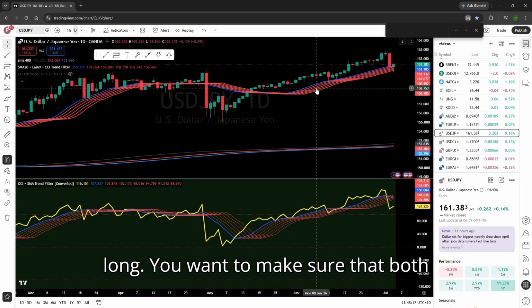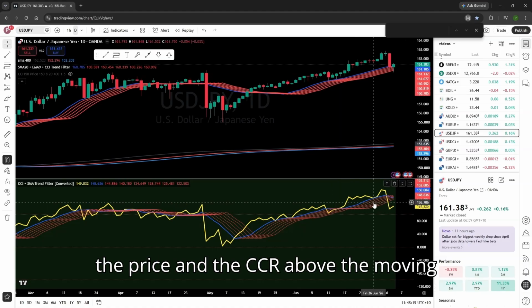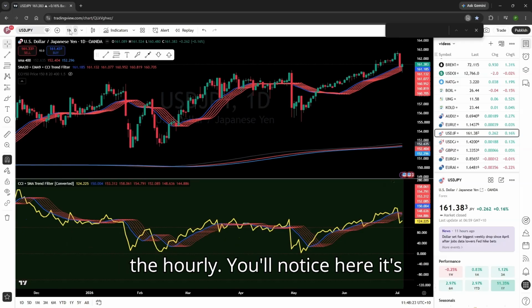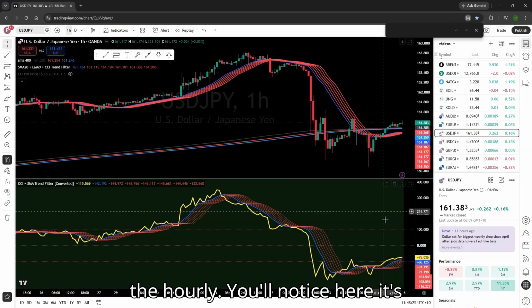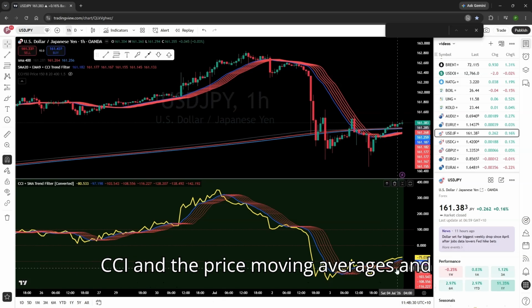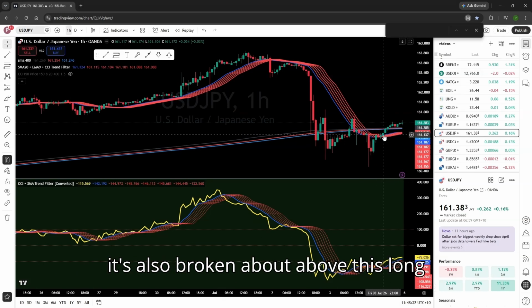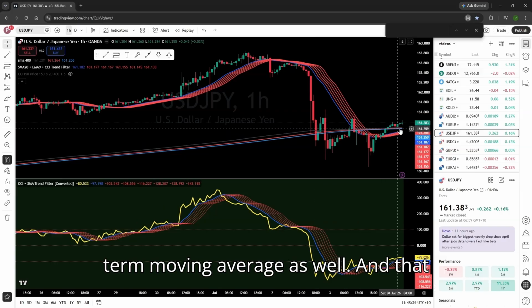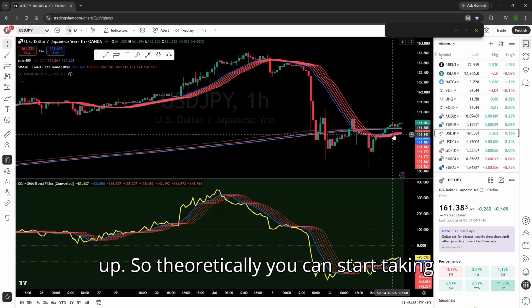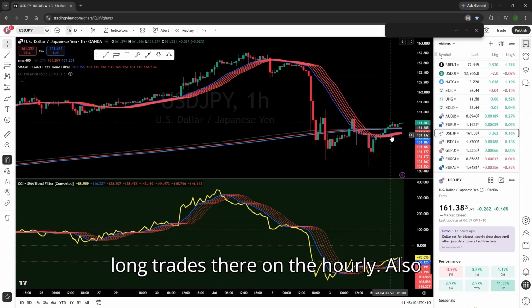You want to make sure that both the price and the CCI are above the short-term moving averages. Now on the hourly, you'll notice here it's already broken above the short-term moving averages on the CCI and the price, and it's also broken above this long-term moving average as well. And that moving average band is starting to curve up, so theoretically you can start taking long trades there on the hourly.